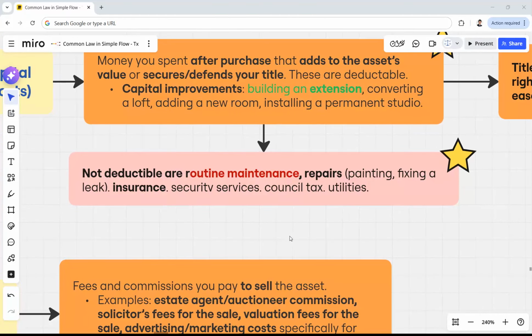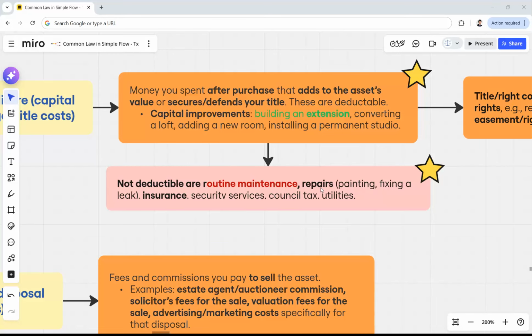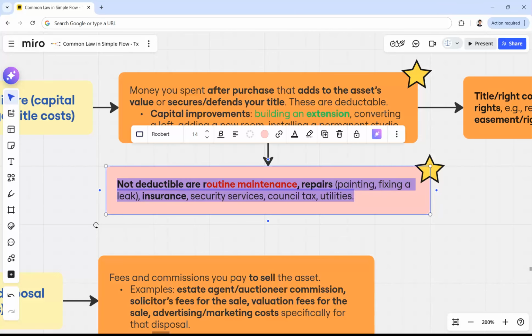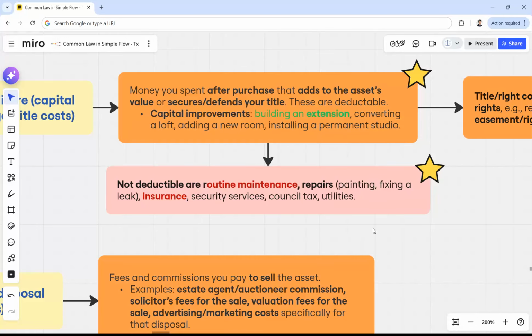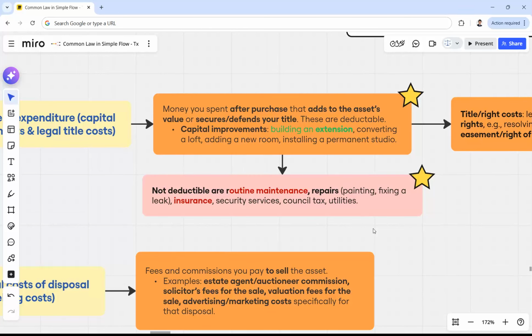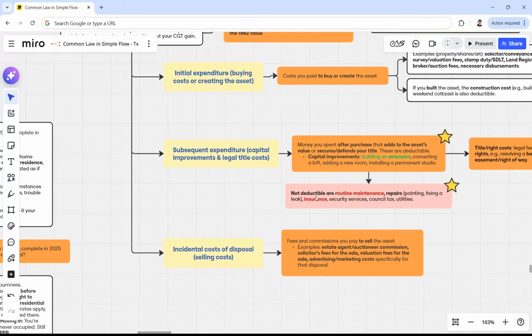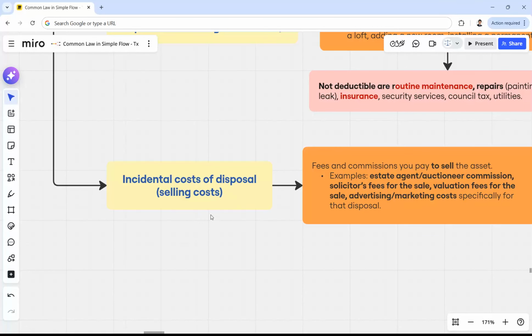Not deductible are routine maintenance, repairs, painting, fixing a leak, insurance, security, council tax, and utilities. And I think insurance is also important, because you may think, okay, can I take insurance costs from my capital gain? No, you cannot. Routine maintenance as well, repairs, etc. You cannot deduct them as your costs.